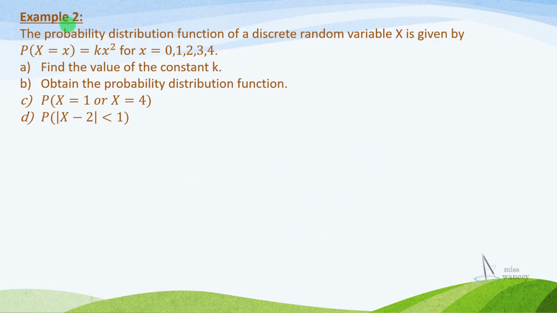So let us go to the second example. The probability distribution function of a discrete random variable x is given by P(X = x) equals kx squared for x equal to 0, 1, 2, 3, 4.